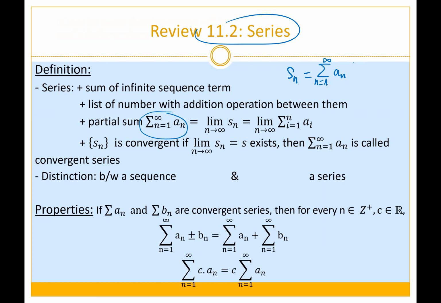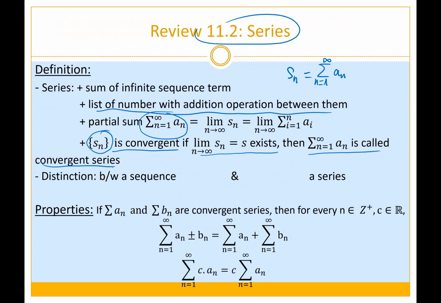So it's a list of numbers with an addition operation between them, and this series is convergent if the limit as n approaches infinity of Sn exists. Then that one is called a convergent series.